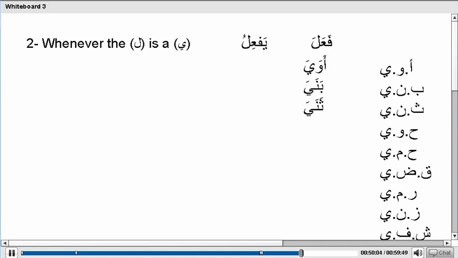Right. Thanaya is what? Thanaya is he bent. He bent. Okay? Hawaya is he contained, or it contained. Ha wa ya. Hamaya is he protected. Qadaya is he judged.